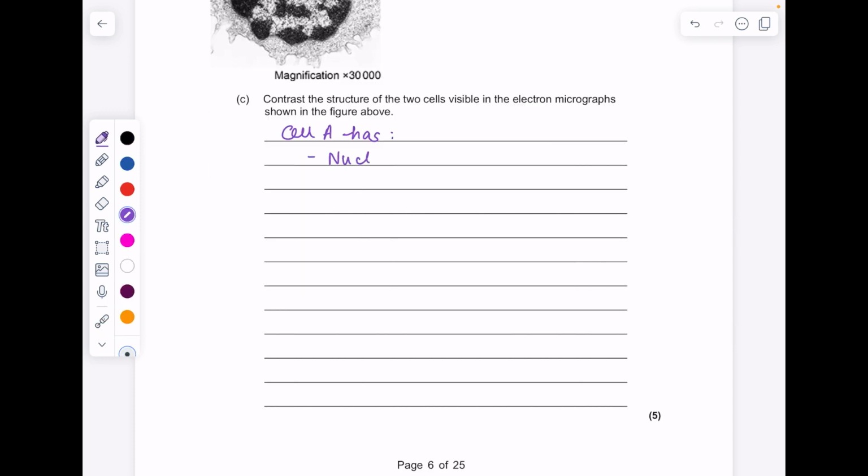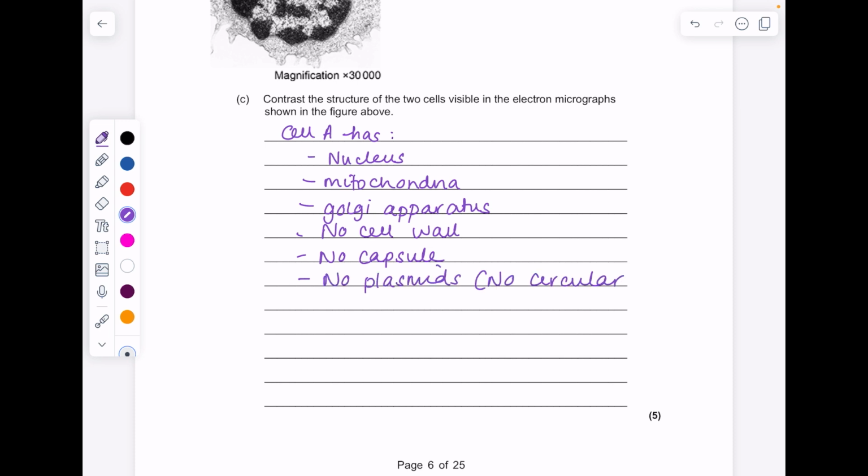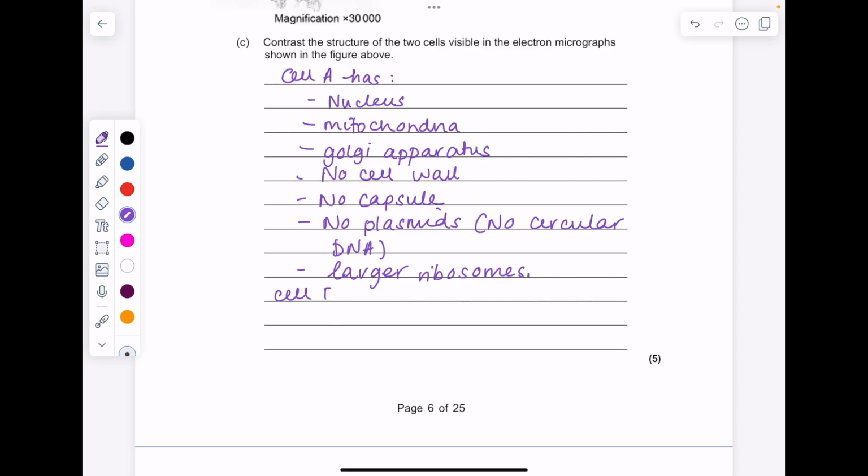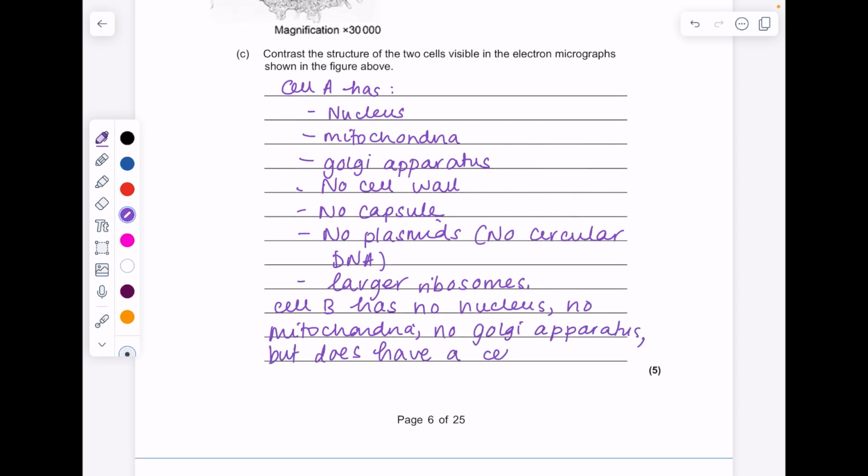a nucleus, mitochondria, Golgi apparatus, no cell wall, no capsule, no plasmids, so no circular DNA, larger ribosomes. Cell B has no nucleus, no mitochondria, no Golgi apparatus, but does have a cell wall, capsule, and plasmids.